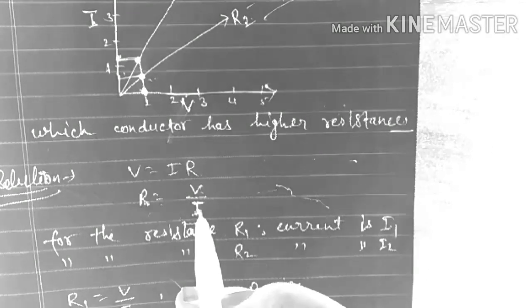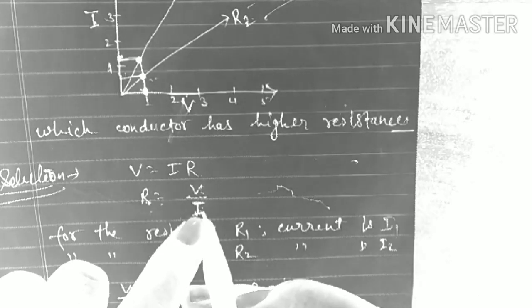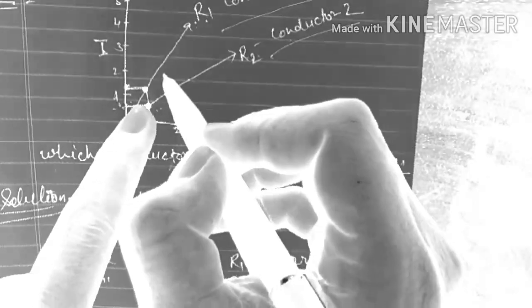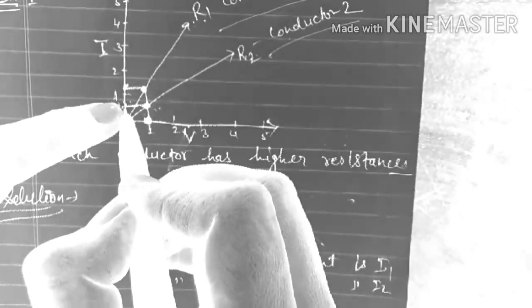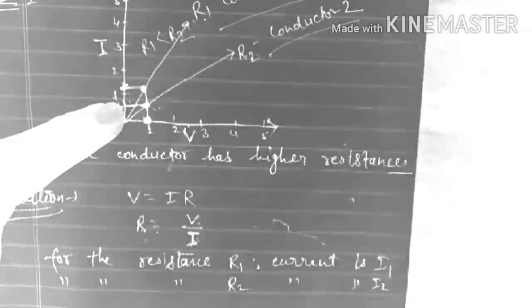The conductor which has lower current has higher resistance, and the conductor which has higher current has lower resistance. So from the figure, if V is constant, then it is our current on the y-axis. It is our current for R2. It is our current for R1. The current of R1 is greater than the current of R2. If the current of R1 is greater, then this resistance R1 is smaller compared to R2.